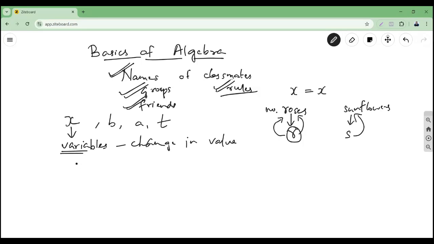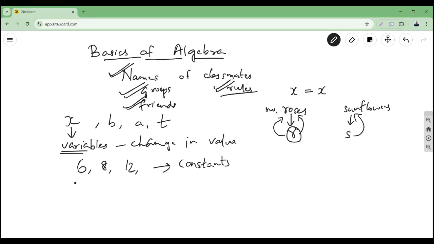So these x, a, b, all these are called variables. But there are some numbers, right? Like 6 or 8 or 12 or whatever number. These cannot change their value. 6 means 6 only. The value cannot change. That's why these are called constants.